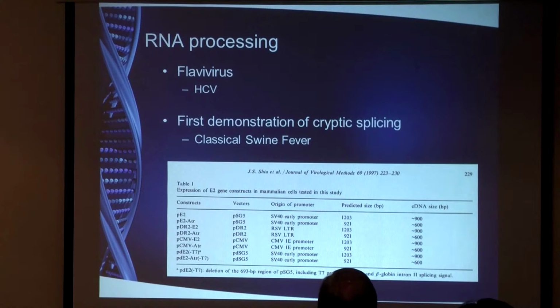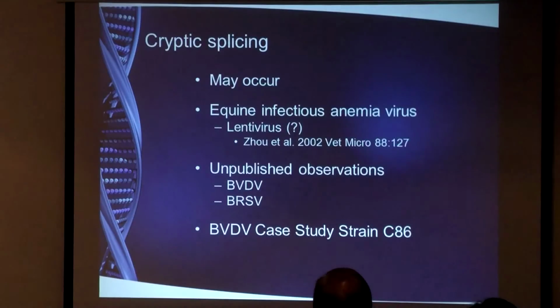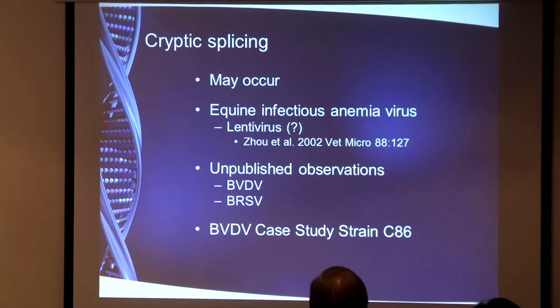One of the key examples of this was shown for classical swine fever virus, which is a relation of BVDV. What the authors were able to show was that if they take those genes as is and put them into their expression vectors, this splicing actually does occur. And it's also been shown for other viruses, such as equine infectious anemia virus. There have been anecdotal reports that it's a common problem in BVDV and other RNA viruses, such as BRSV.